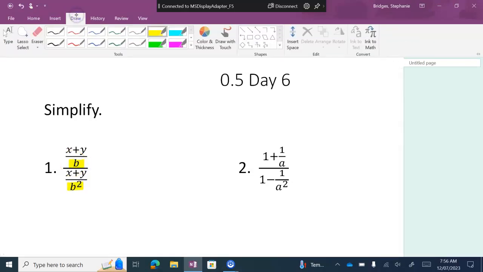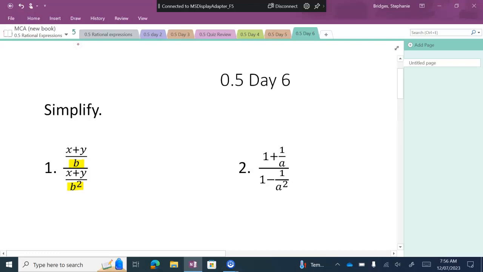The reason we want to do that is because we want to come up with a common denominator between the two. So just like when we were adding and subtracting, if my denominators were b and b squared, what would my common denominator be? B squared, okay? Everybody agree with that?